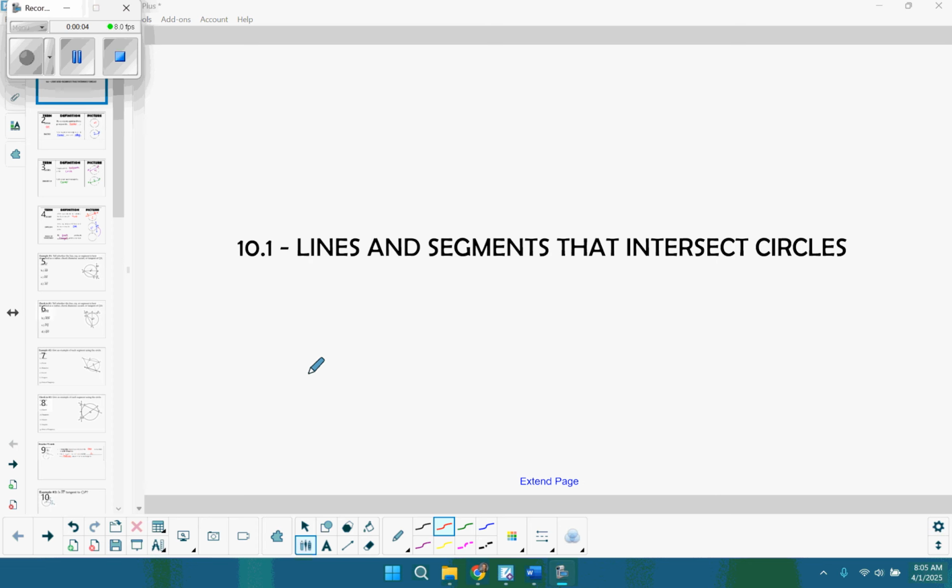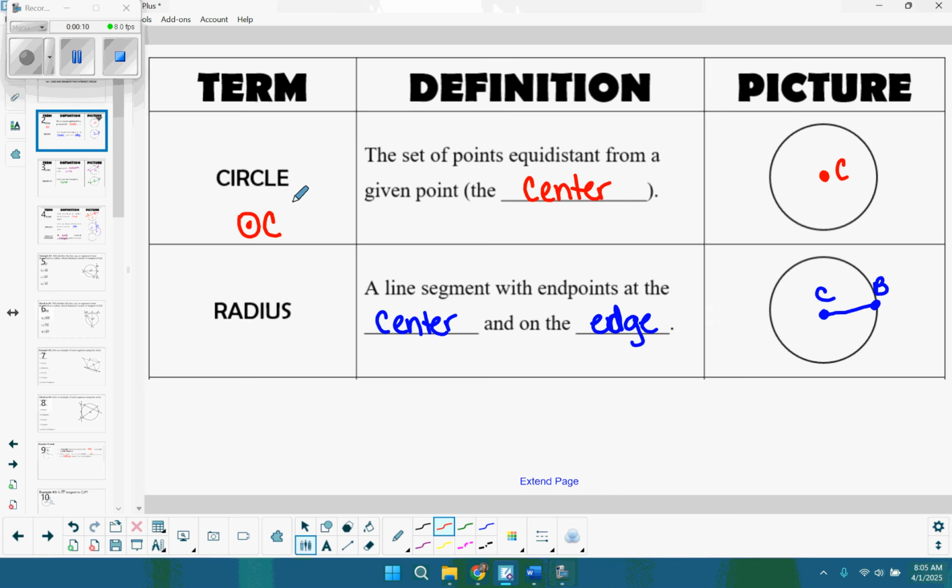This is lesson 10.1, lines and segments that intersect circles. So we're now going to be talking about circles. A circle is the set of points equidistant, or equally distant, from a given point, which we call the center. So the center of the circle is how we name the circle. So this would be called circle C. And the circle itself is every point, basically the edge here, that's the same distance away from that point C.